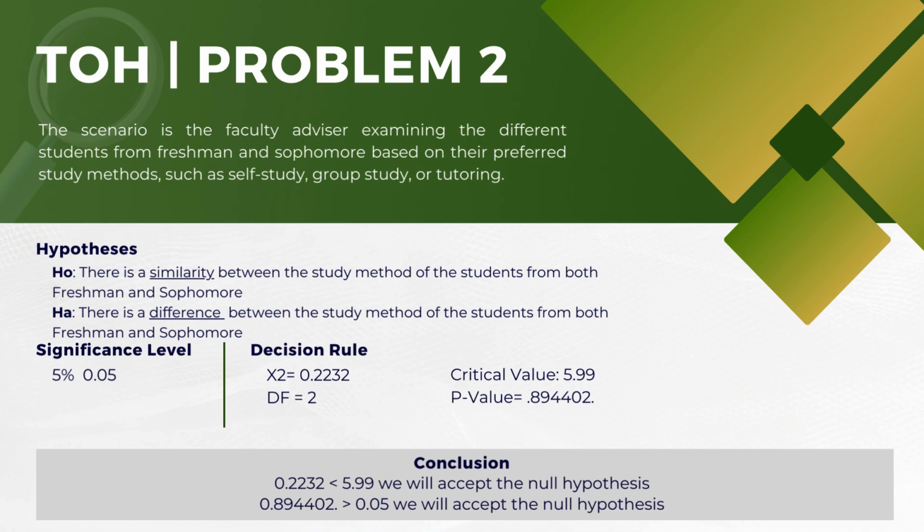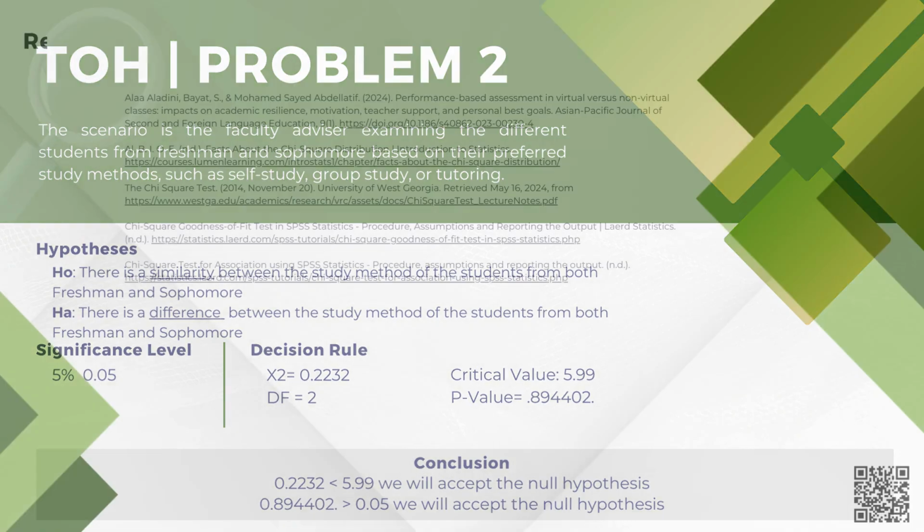Now let's talk about our conclusion. So we can conclude that our critical value is greater than our chi-square, so we will accept the null hypothesis. And since our p-value is greater than the significance level, we will accept the null hypothesis too. This means there is a similarity between the study methods of the students from both freshman and sophomore.